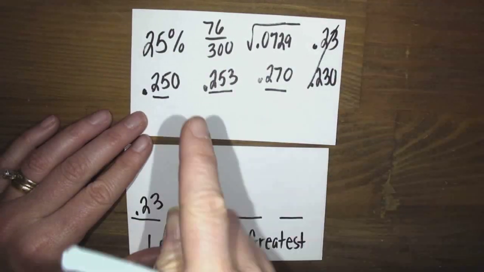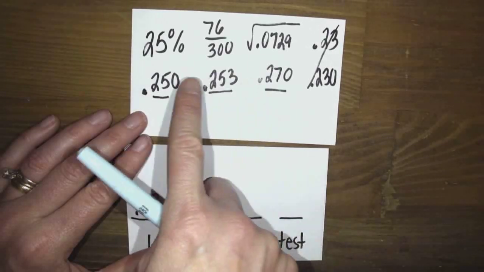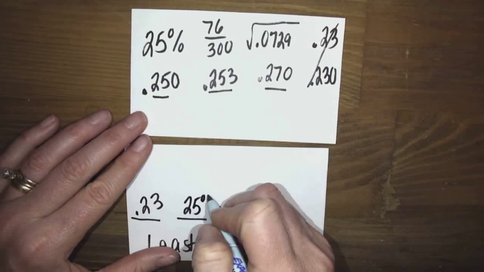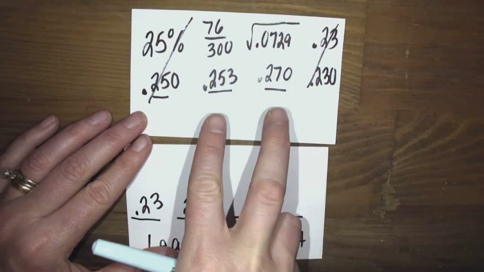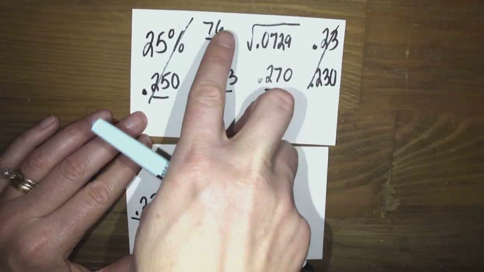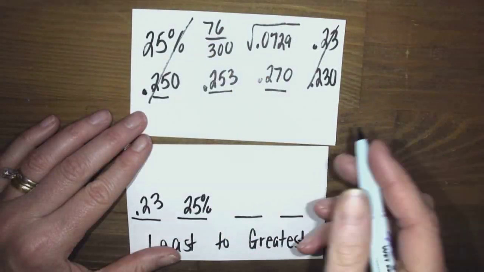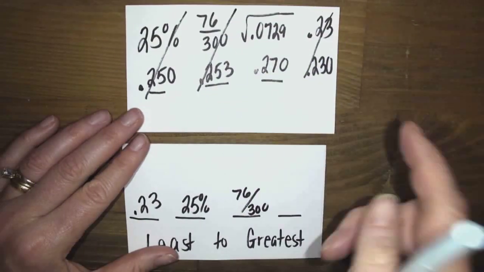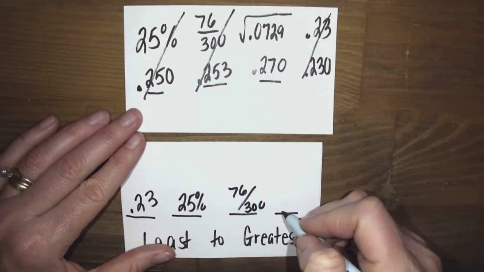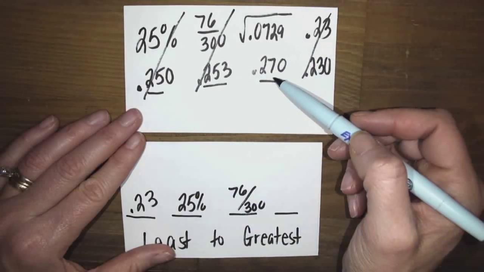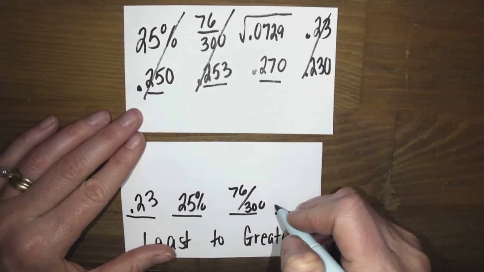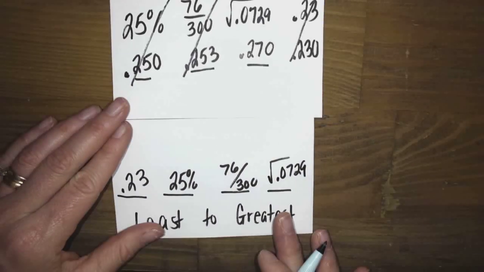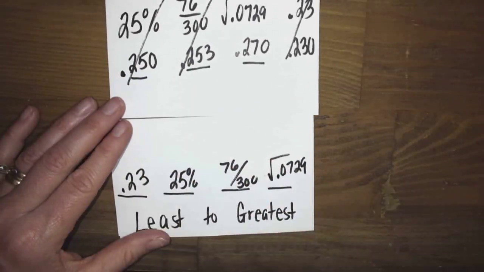0.23. So I did that one first. Now I compare these three decimals. 250 is by far the smallest. That goes with 25%. So I did this one. If I'm comparing 253 and 270, obviously 253 is smaller, so then 76 over 300 would be next. And then my last one right here, square root of that would be 0.270, which is my biggest one. Again, I'll write the original on the line. And that is ordering the original values least to greatest.